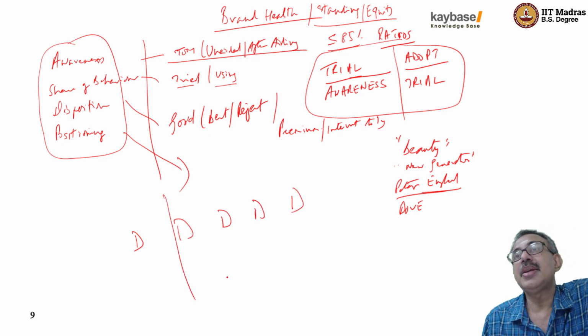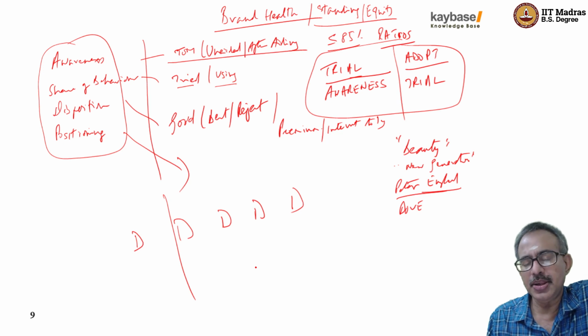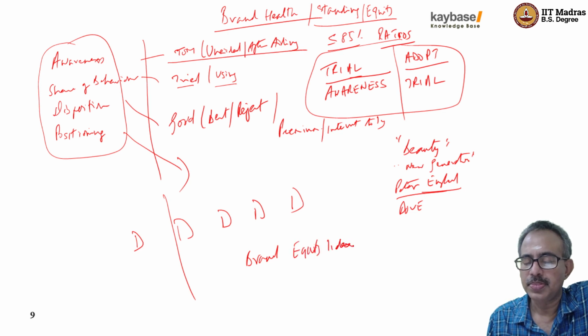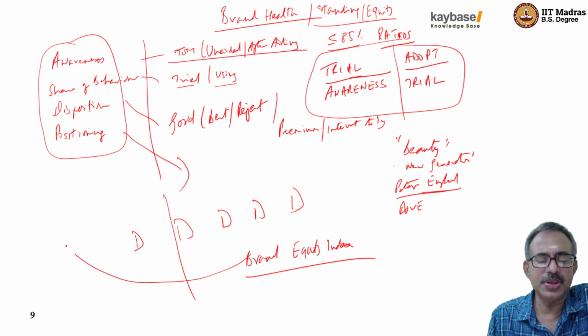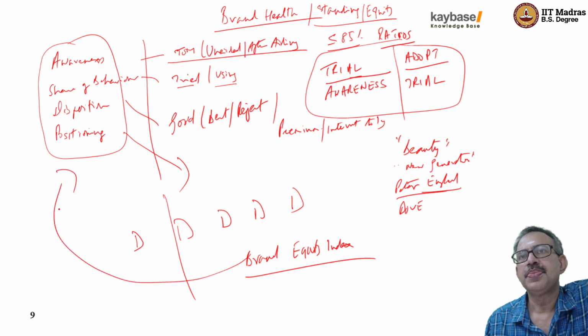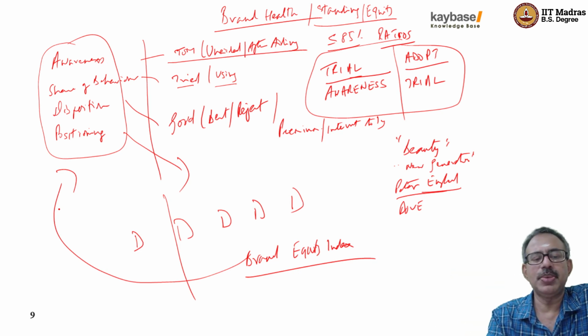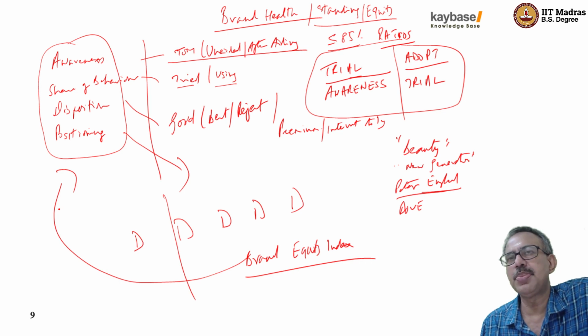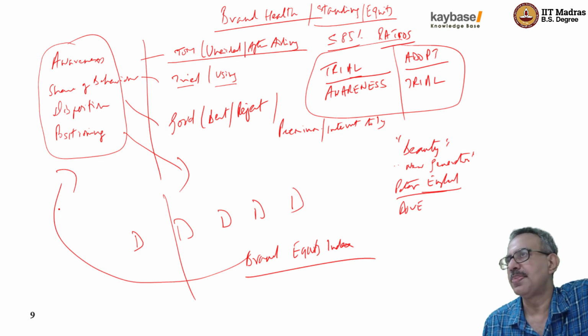Is it better than, where is it better than other brands? Where is it worse than other brands? Therefore, what needs to be done? Right? So many research companies will talk about something called the brand equity index. It is some mathematical formula which is a combination of all these things. Different companies will have different formulae, but the concept is some equity index, which is one number, which is a combination of all this awareness and behavior and positioning and disposition.